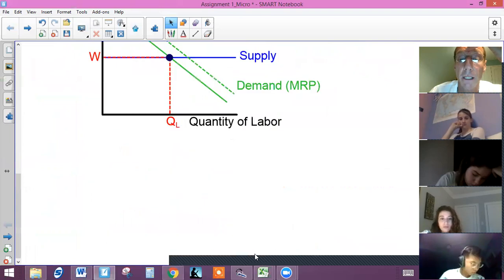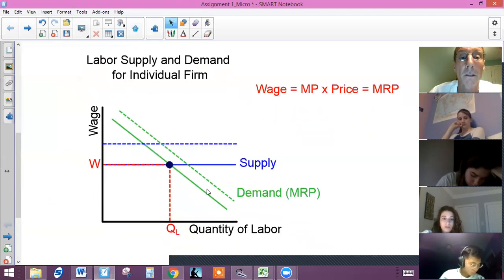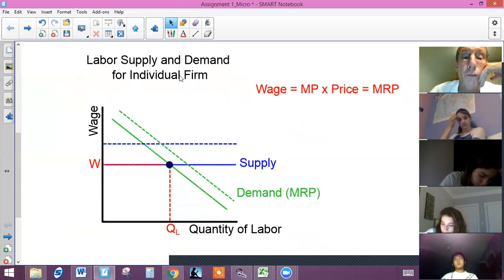This is the labor supply and demand for an individual firm where we have wage rate, not price now, it's wage rate, and quantity of labor hired. So as the wage goes up, quantity of labor demanded goes down.